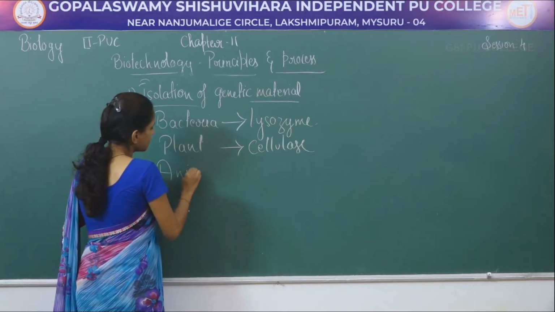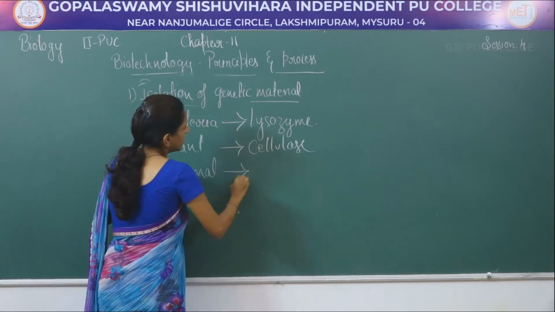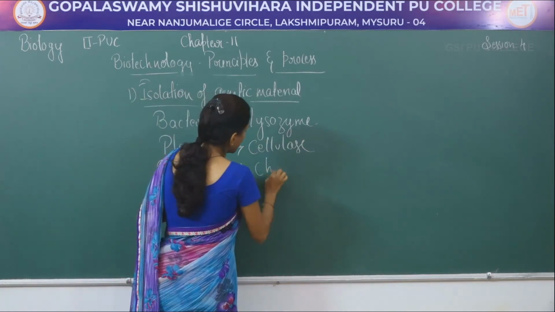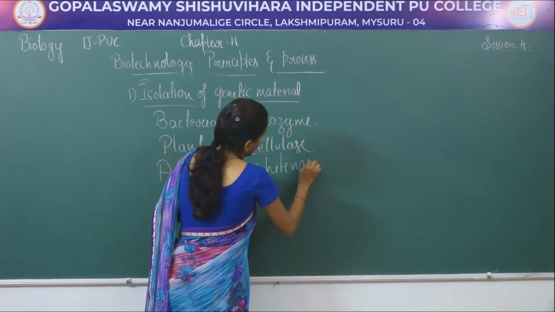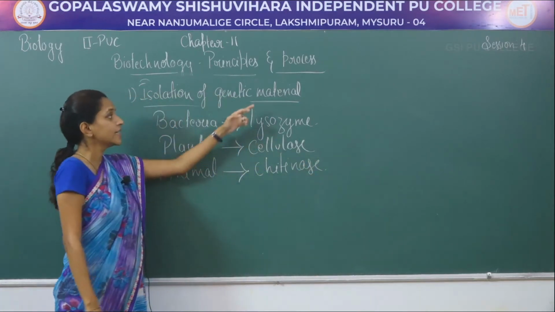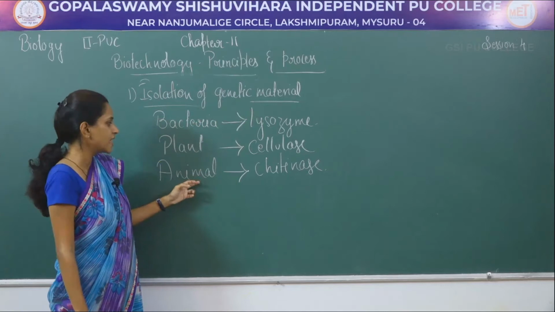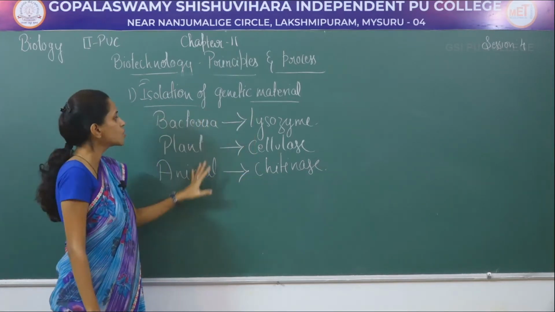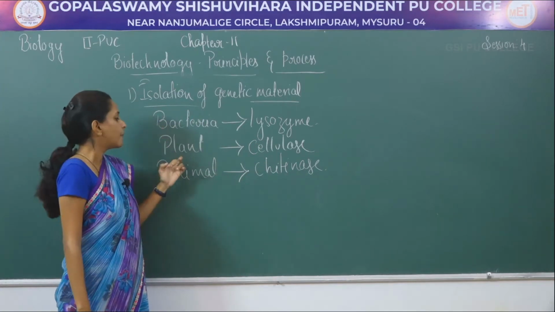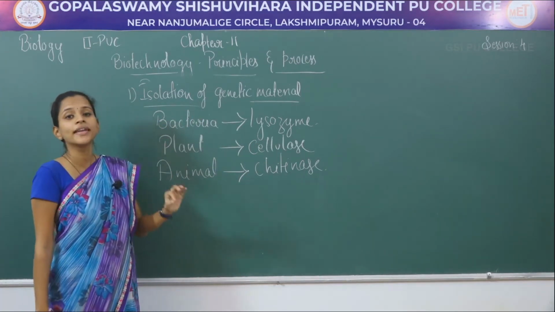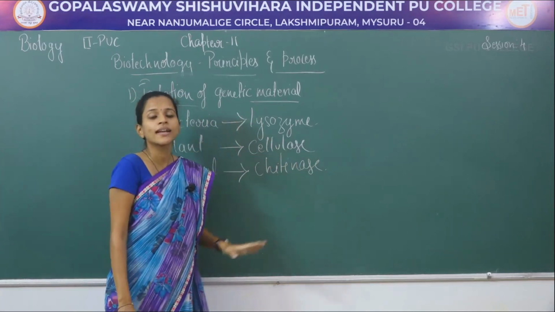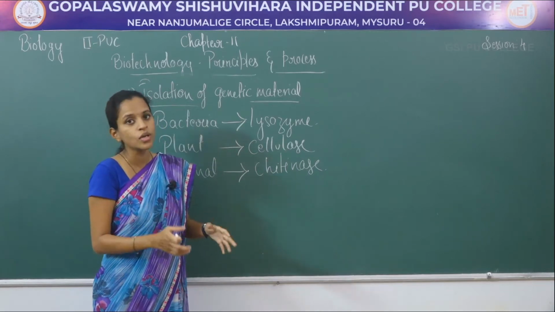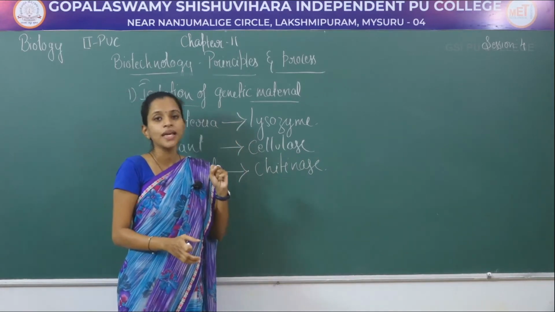If it is an animal cell, then we will be adding an enzyme called chitinase. If we are extracting the genetic material from an animal cell, it will be treated with the enzyme chitinase. So, a bacteria, a plant or an animal are treated with their respective enzymes so that the walls or membranes of these cells can be broken down and the genetic material can be extracted.